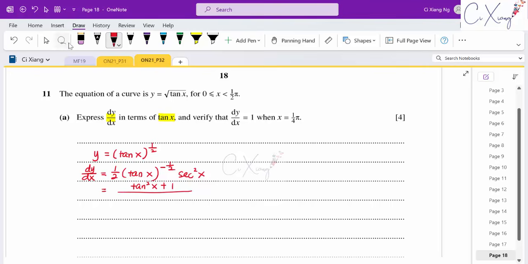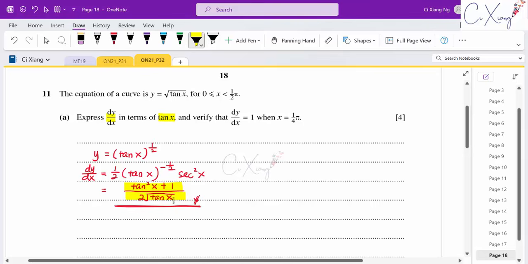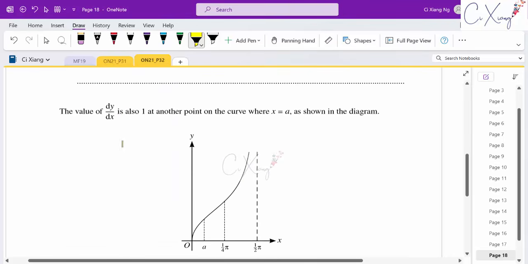Then I want to divide it by 2, since the fraction is a half, and tangent x power minus half I can write as the square root of tangent x. So you can see that now my dy/dx is in terms of tangent x only, without the secant square. It is tangent square x plus 1, divided by 2 square root tangent x. So this is what we have for part A.